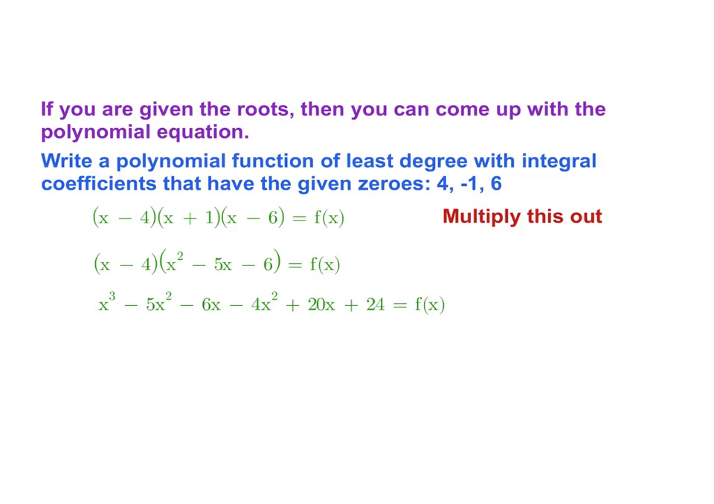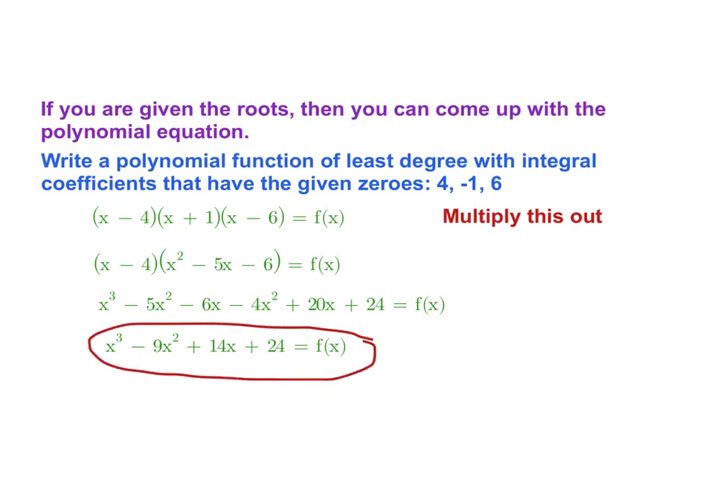So what are the like terms? X or x squared. I got x squared. And I have x's. Is that it? Okay. So there we go. That's my polynomial that has those solutions, the least degree, and that's working the whole thing backwards. Okay?